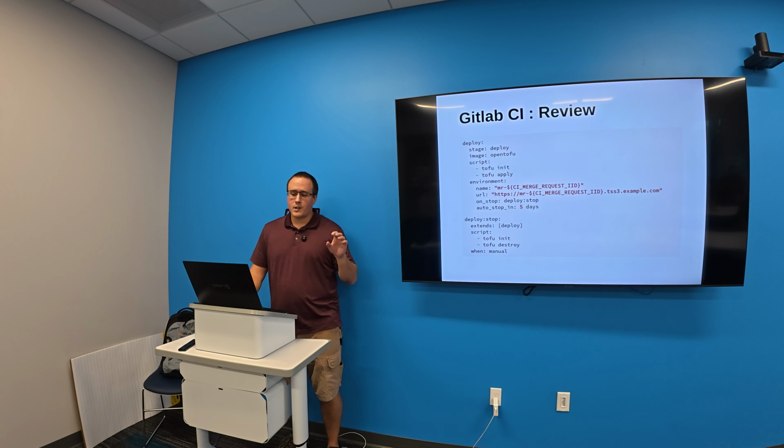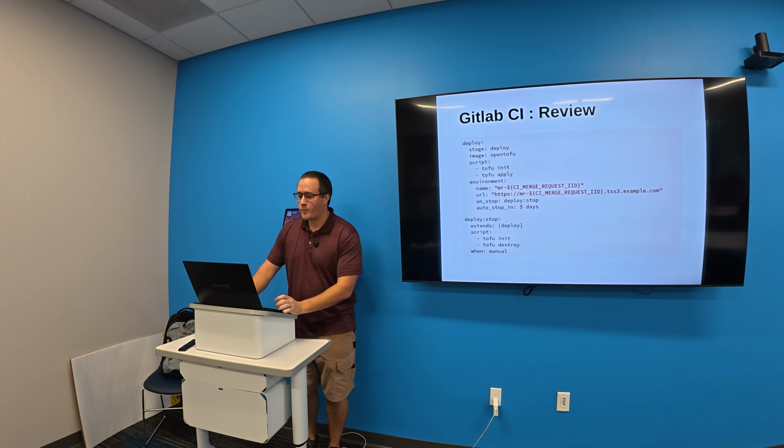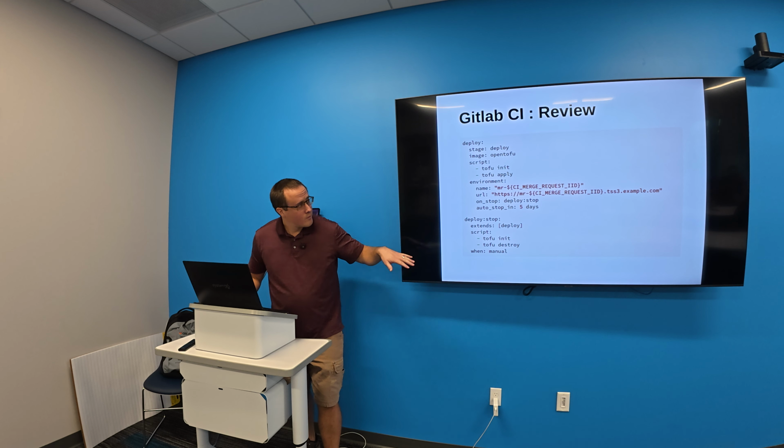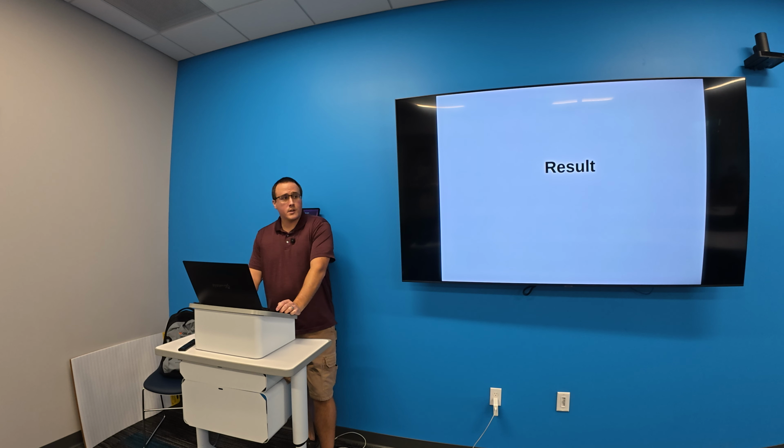So manual simply means that either GitLab's going to trigger it or you're going to go find it in the interface and click the "I want you to do this" button. So this is kind of just how you tie all those together. So what does this actually look like?